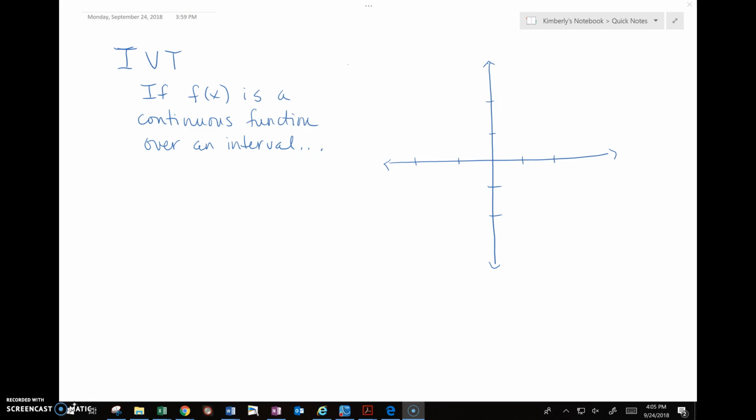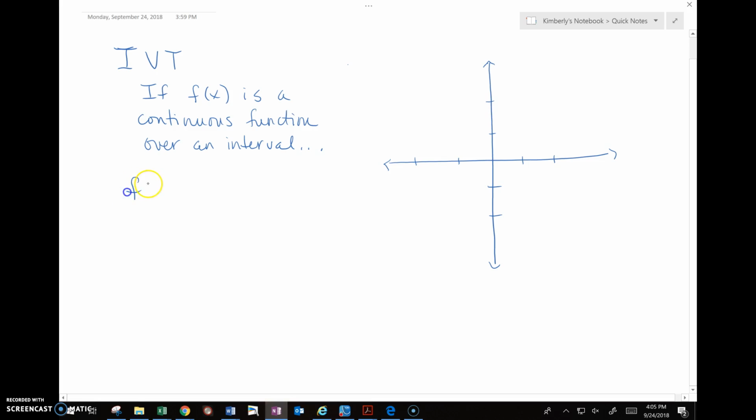Basically, the intermediate value theorem, which we're going to call IVT, works with continuous functions. So if you can say that you don't skip over any values over an interval, the intermediate value theorem is a real nifty way to help you locate x-intercepts. So let me give you an example that's going to make perfect sense to you.